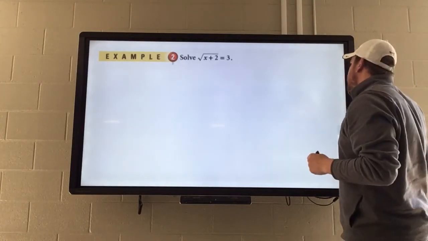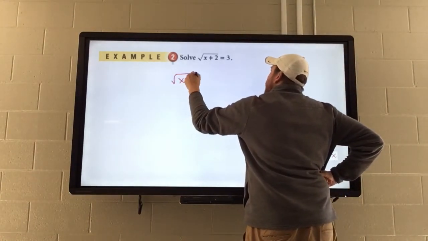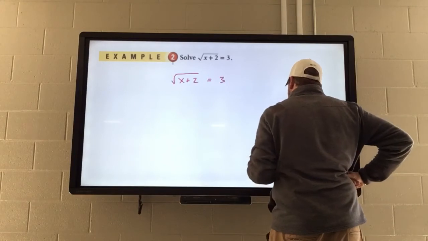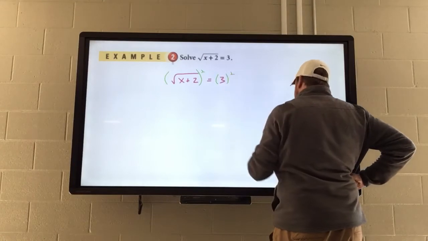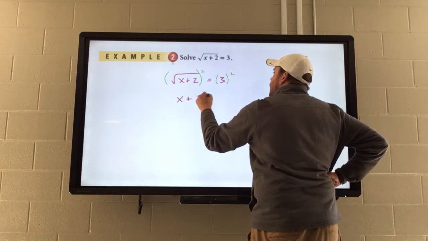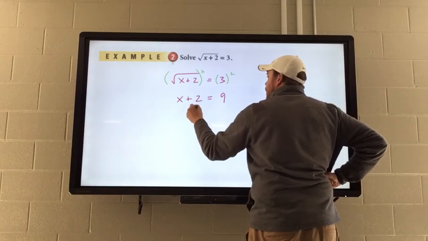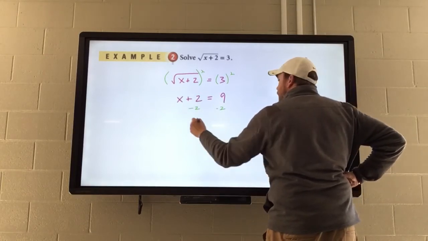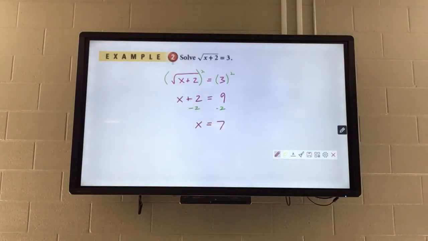So if we have the square root of x plus 2 is equal to 3. Here's what we're going to do. We're going to square both sides. That leaves me with the square root of x plus 2 squared is x plus 2. The square of 3 is 9. Let's go ahead and solve now. Subtract 2 from both sides. We get x equals 7. All right, so we can square both sides to solve if we need to.